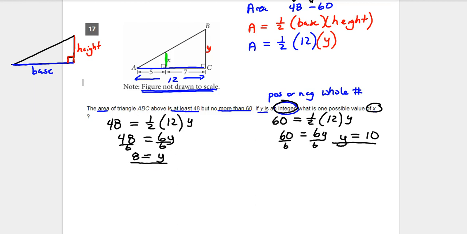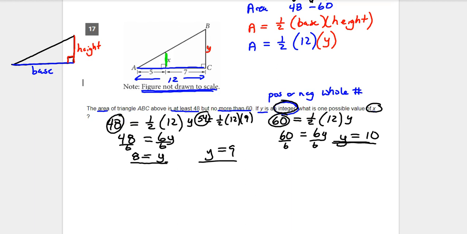So since I have y equals 8 and y equals 10, it looks like y equals 9 could also be a possibility. And if I put a 9 in there, I would have 1/2 times 12 times 9, which would be 6 times 9, which would be 54 for the area. So these are the possible areas: 48, 54, and 60.